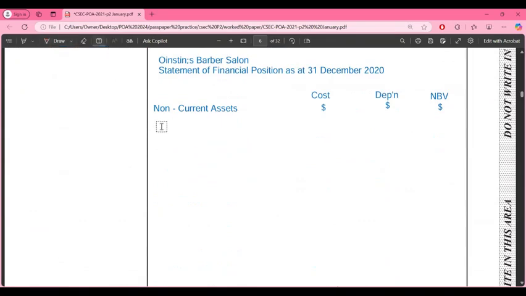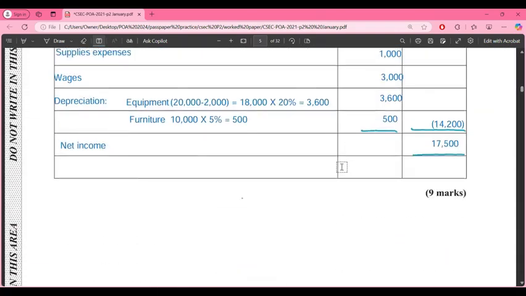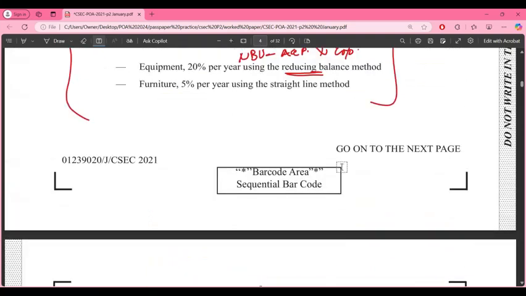So you go ahead and you identify the different non-current assets. The first one that we're going to add is the furniture, and remember the furniture was $10,000. And then we have the equipment. Equipment was $20,000. So that's the cost.